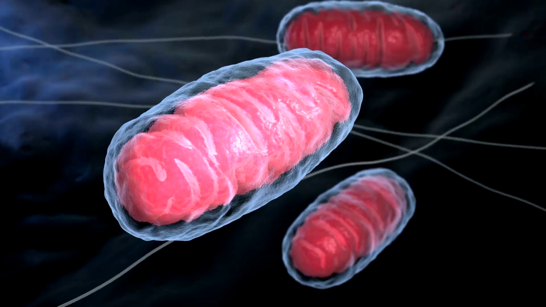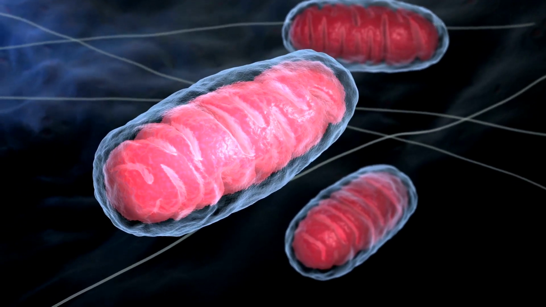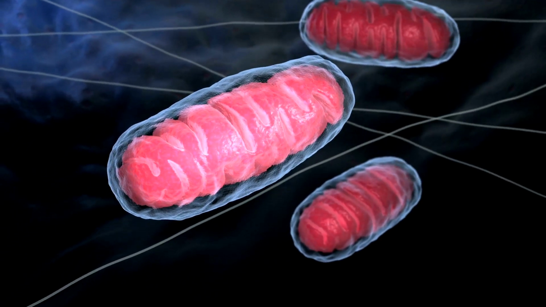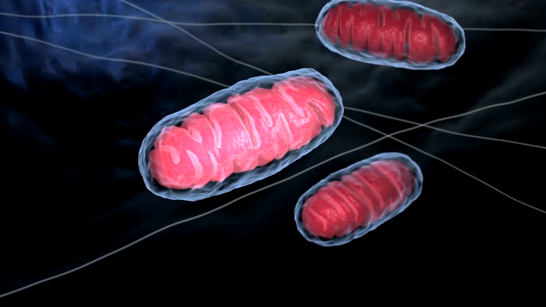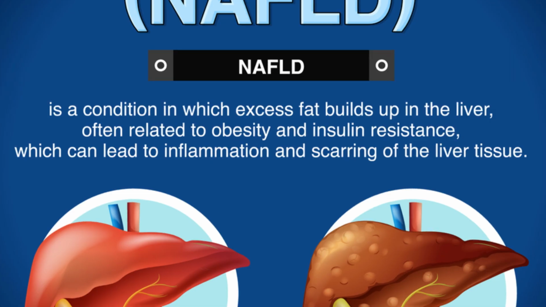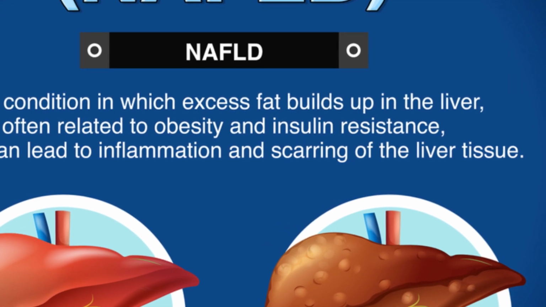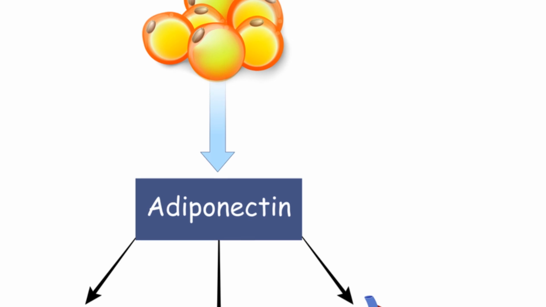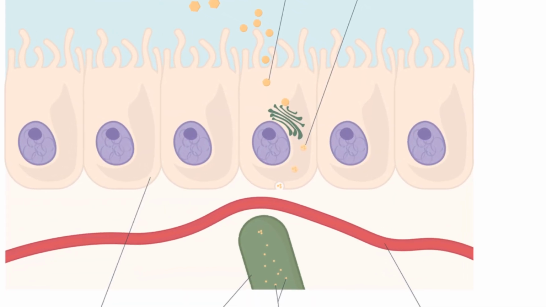Next, we have mitochondrial dysfunction. Mitochondria are like powerhouses of our cells, responsible for energy production. When these powerhouses aren't performing efficiently, it can lead to insulin resistance, much like a city facing a power outage due to malfunctioning power stations. Then comes lipotoxicity. This occurs when excess fatty acids, the unwanted guests, accumulate in cells and interfere with insulin signaling. It's like having too many people in a room, causing chaos and disrupting the normal flow of activities.